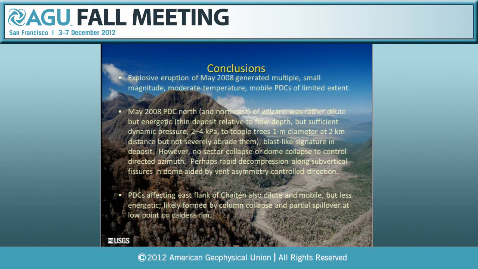So to conclude, the explosive eruption of Chaitén in May 2008 generated multiple small-magnitude, moderate-temperature, mobile PDCs. To the north, we have an event that was able to topple trees a meter in diameter out to 2 kilometers distance, but it doesn't severely abrade them. The deposit has a blast-like signature, but there's no common mechanism, so we suggest that rapid decompression and vent asymmetry control the directionality. The PDCs that go to the east are also dilute. They're a little less mobile than what goes out to the north and likely formed by column collapse and partial spillover at the caldera rim. Thank you.